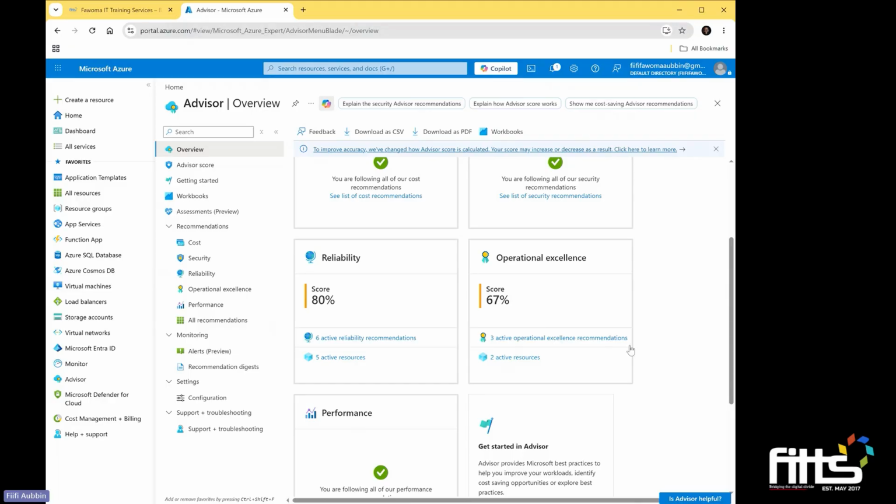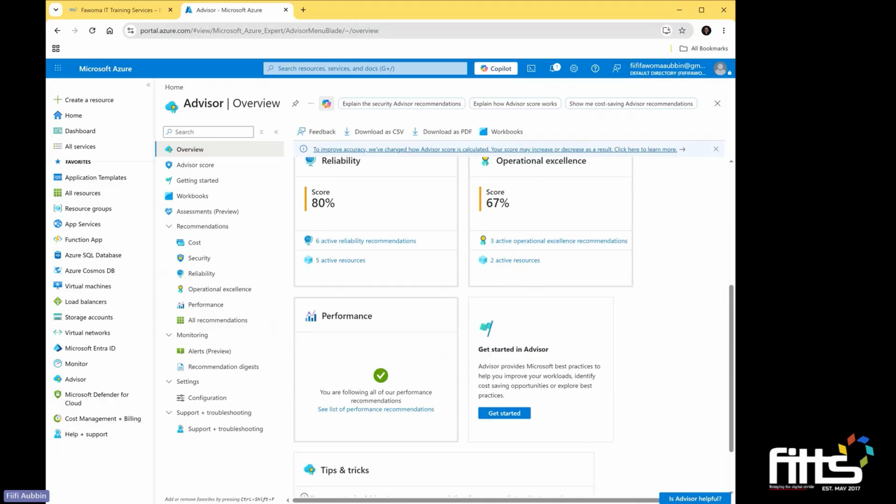Then the last on the list is performance. The performance category will usually focus on delivering the best possible experience to users. So Azure may identify opportunities to improve application responsiveness, optimize resource performance, or increase efficiency. And the objective here is simple: provide users with a faster and better experience.